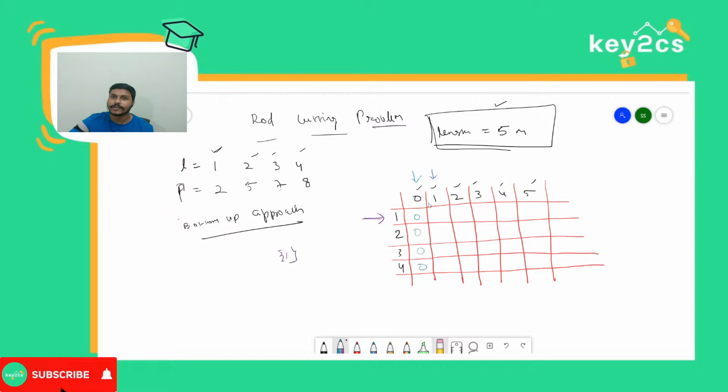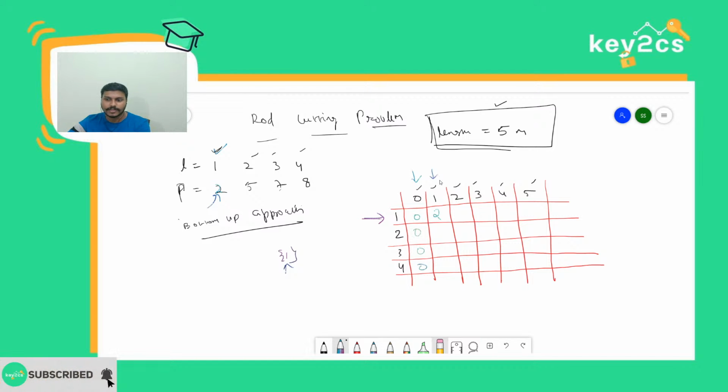So you can just take one rod or one piece of this length, and that would give you a profit of 2. You see, by selling a rod of length 1, we are getting a profit of 2. So the profit we'll get here is 2. Got it? The first value may not click fully, but as we move on and fill up the table, you would easily understand this process. Be with me to follow the process of what I'm doing.